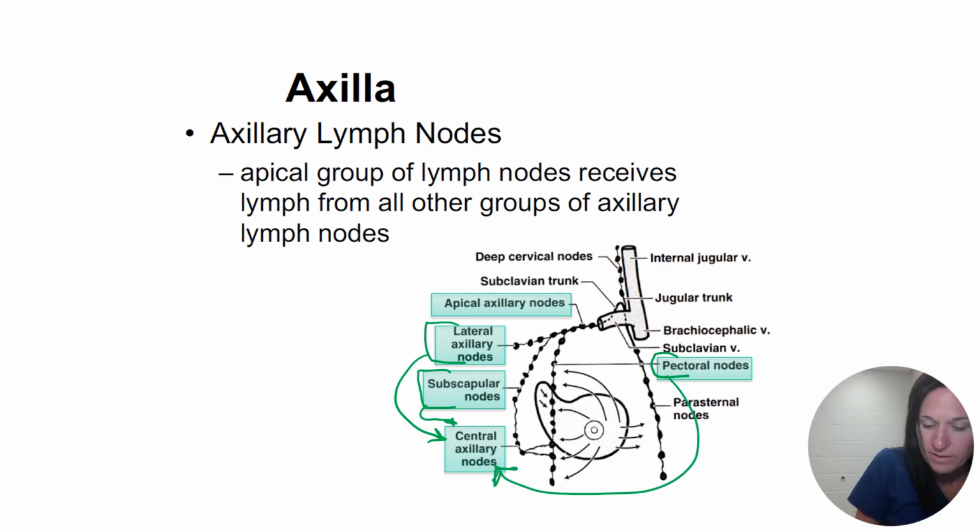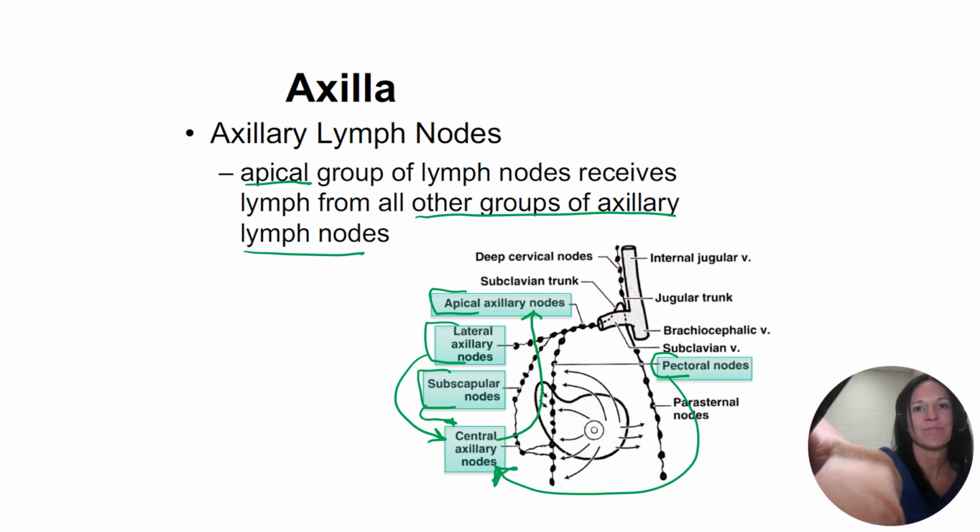And the central axillary nodes are located deep to pectoralis minor towards the base of the axilla. And the central axillary nodes then drain to the apical axillary nodes located at the apex of the axilla. So the apical group receives lymph from all other groups of the axillary lymph nodes.